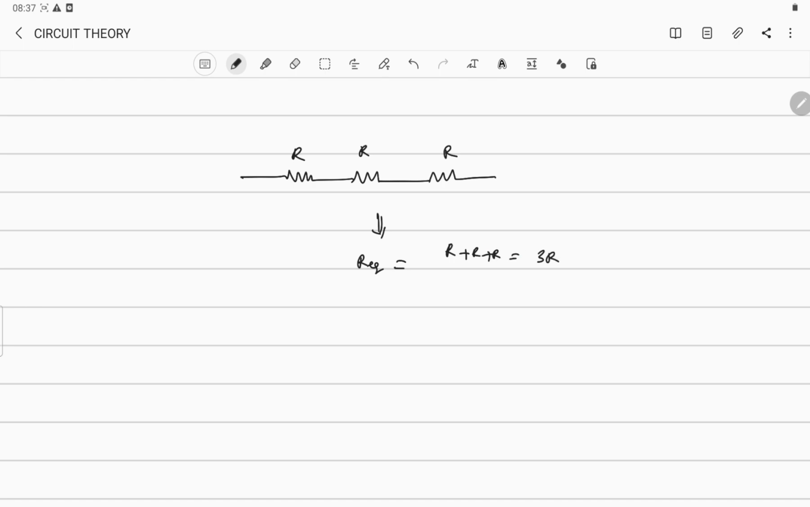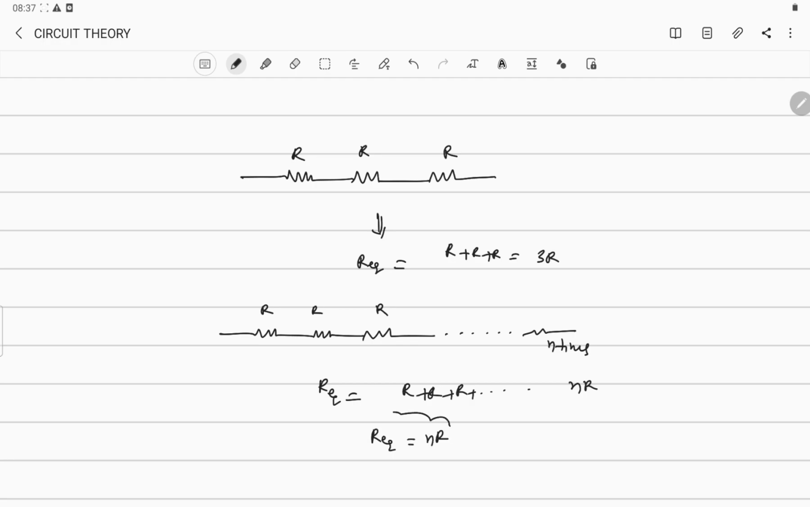In the same way, let us frame one more question. If I have n equal resistors, each of resistance R, that means they are repeating n times. Then what is the R equivalent? The answer is R plus R plus R and so on, repeating n times. So nR will come, and your R equivalent equals n times R.